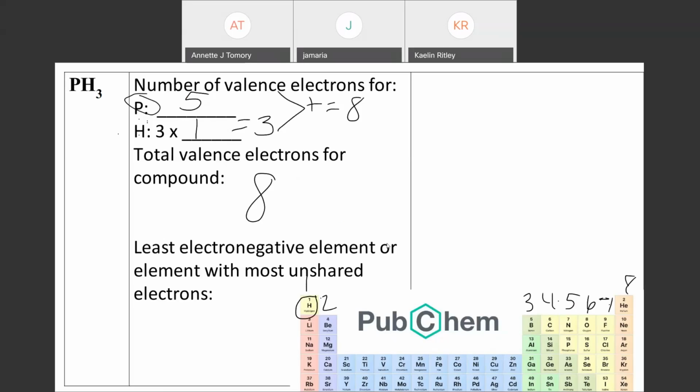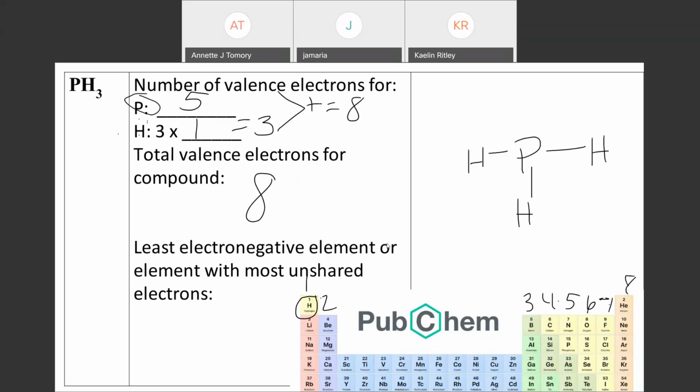This is a tricky question, because hydrogen looks like it should be the least electronegative, right? But hydrogen will never be in the middle. So what's going to be in the middle? Phosphorus. I have 3 hydrogens I want to put around it. The cheat sheet for doing this is the one you have the least of will be the one in the middle. Since I only have 1 phosphorus but 3 hydrogens, hydrogen is going to be on the outside, phosphorus is going to be in the middle.